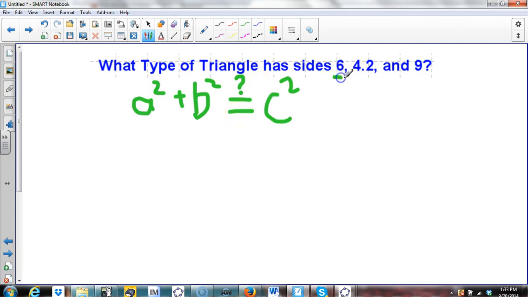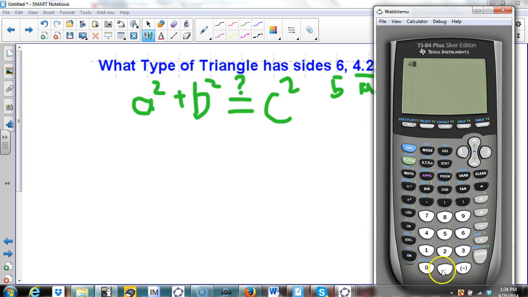Okay, a and b are always going to be your two shorter sides. The longer side is always going to be our c value. So these can be whatever we want. This could be a, and this could be b, for example. So in this case, we would have 4.2 squared. I'll grab my calculator.